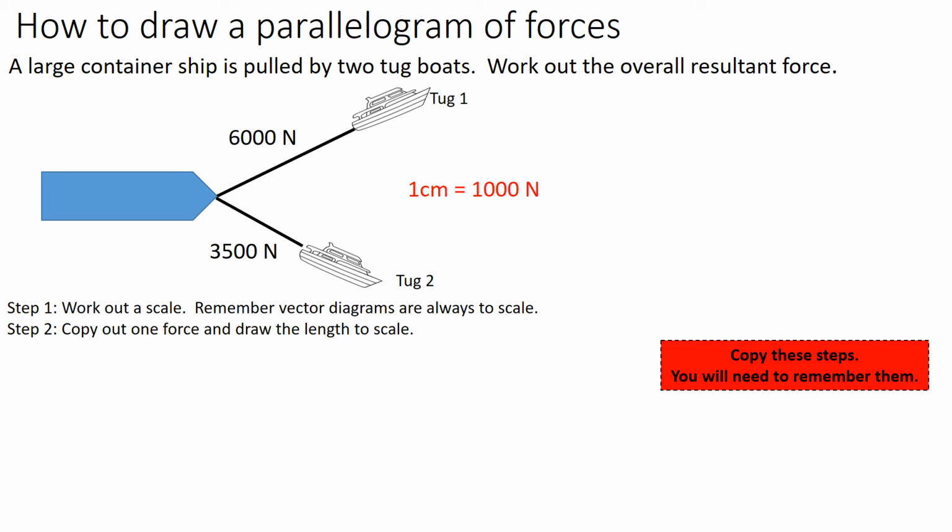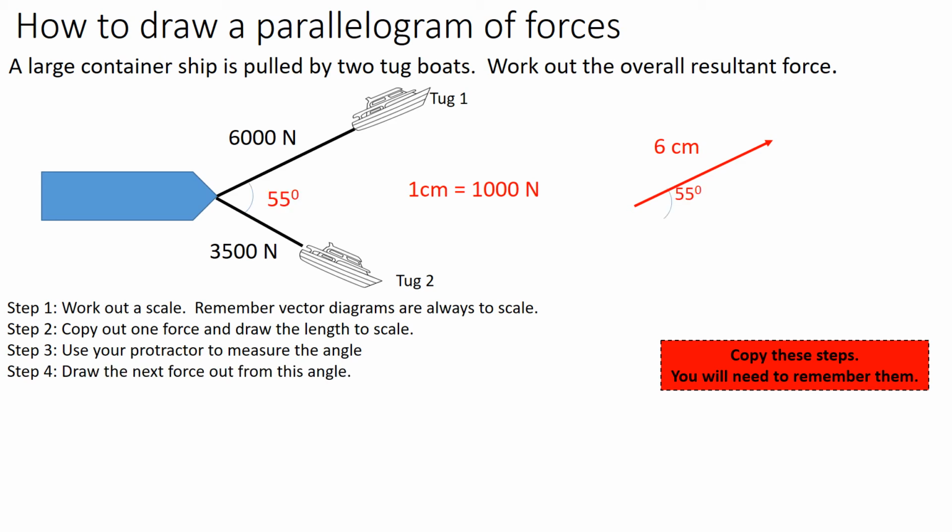Step 2, copy out one force and draw the length to scale. Step 3, use your protractor to measure the angle. And then we're going to draw out the next force from this angle. Now, as a parallelogram, opposite corners are equal angles. So we'll have 55 degrees at opposite ends, but also as it is a quadrilateral shape, we'll remember that all the internal angles must add up to 360. So there's a bit of working out for you.